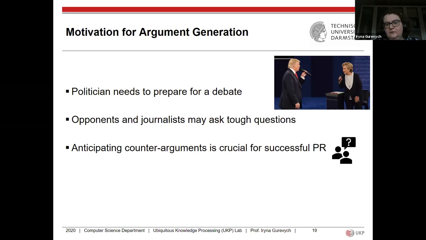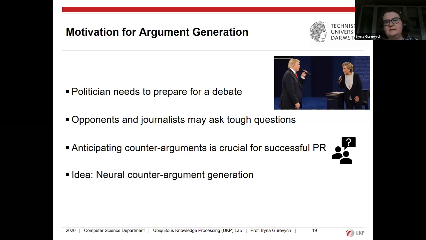And also it's crucial in order to write a good essay, because a good essay would also talk about the opposing arguments and not only about the arguments in favor of something. And here we think that an assistive system could help to construct counter arguments based on topics and their aspects. And for this, we propose neural counter argument generation.